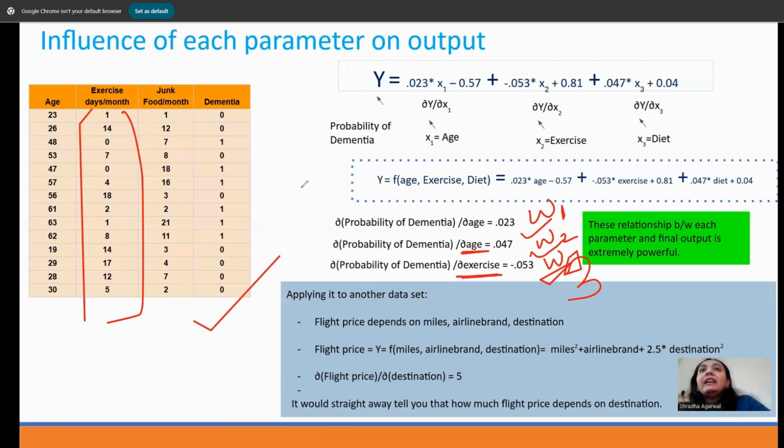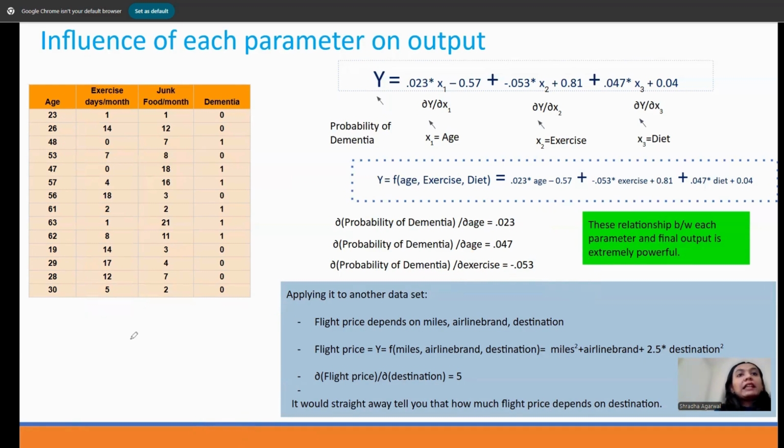Now, the idea is, can I apply this to any problem? Instead of this data set, if I have a new data set where I am predicting the price of a flight, you can also tell me which activation function I will use. Now, I am predicting the flight price here, which is your final answer.